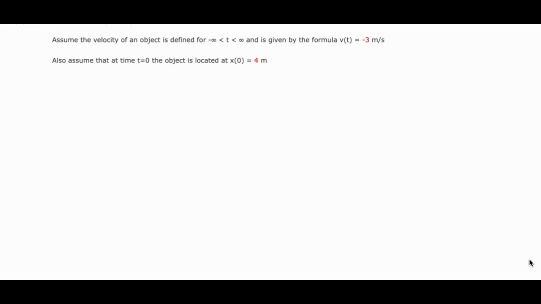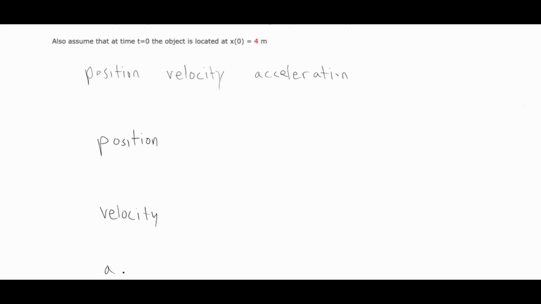Alright, now you guys remember that position and velocity have a calculus relationship, right? Do you remember which one was the derivative of which? Position, velocity, and acceleration. We often stack them up: position, velocity, and acceleration, because that's the order that they are as far as them being derivatives of each other.